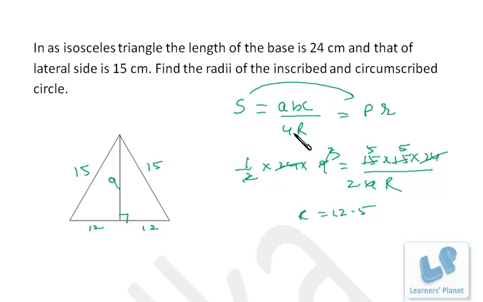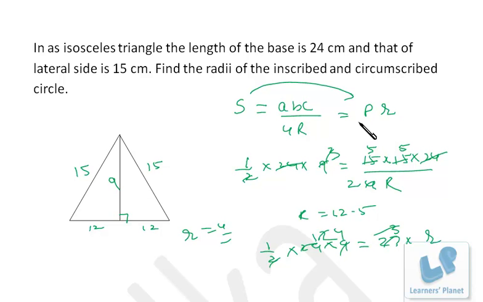Similarly, using these two, half of 24 into 9 is p into r. p is what? 15 plus 15, that is 30, plus 24, 54 by 2, right? That is semi-perimeter, and that is radius of incircle. So that's 4, right? So these two are important formulae when we discuss the cases of circle and triangle, whether it's inscribed or circumscribed, right? So these formulae give us the important relationship that can be useful. Okay.